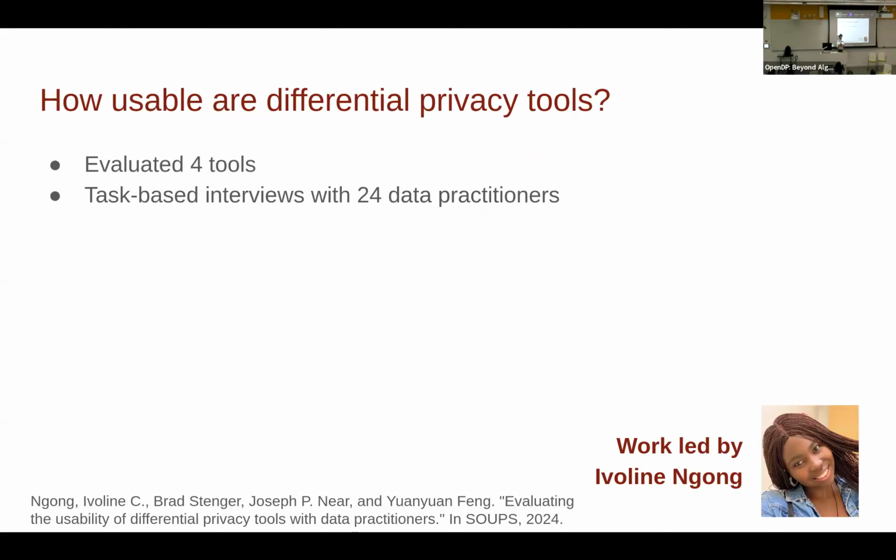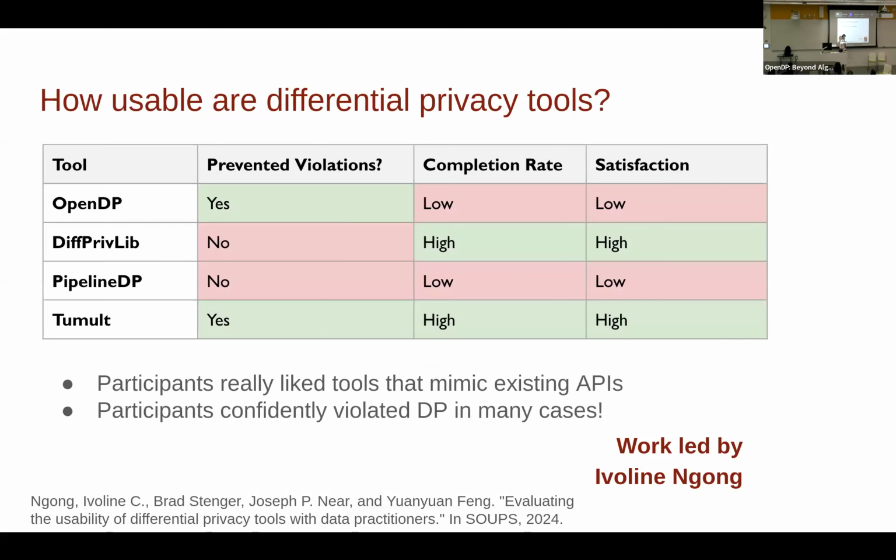This is work that's led by Ivy, who's in the back here. We did a study where we evaluated 4 different tools. She just gave the presentation of this paper at SOUPS last week. We interviewed 24 data practitioners. Half of them were experts in differential privacy, half of them were not. We gave them tasks and said, please use the tool to do a thing. What we found is a real mixture; the tools were very different from each other.